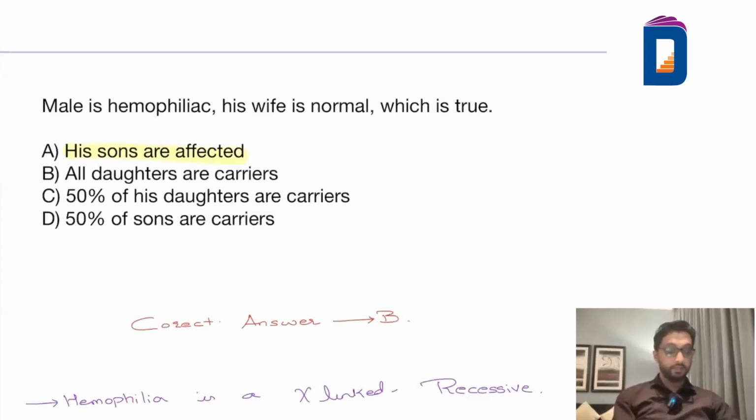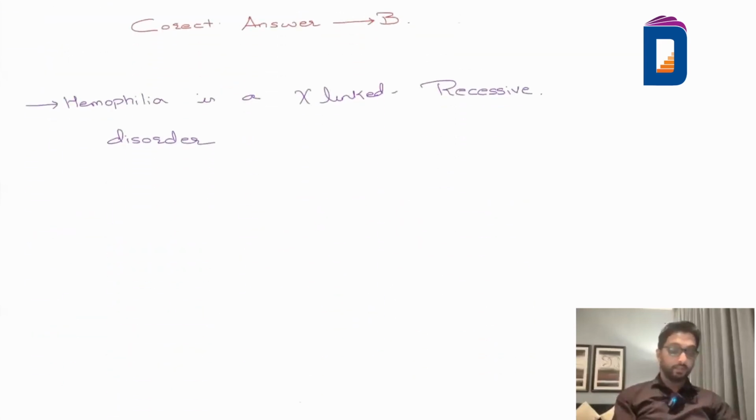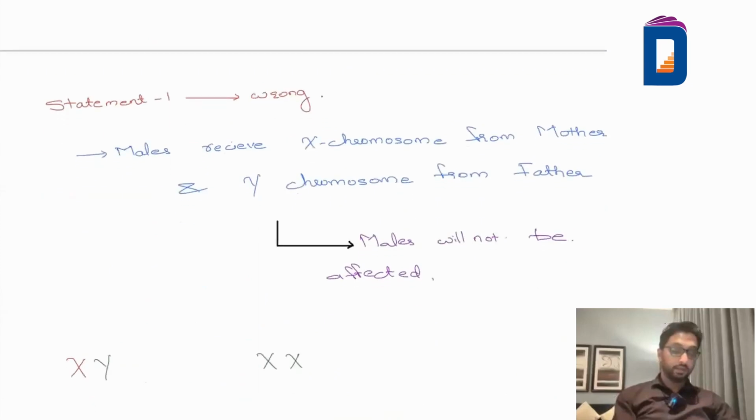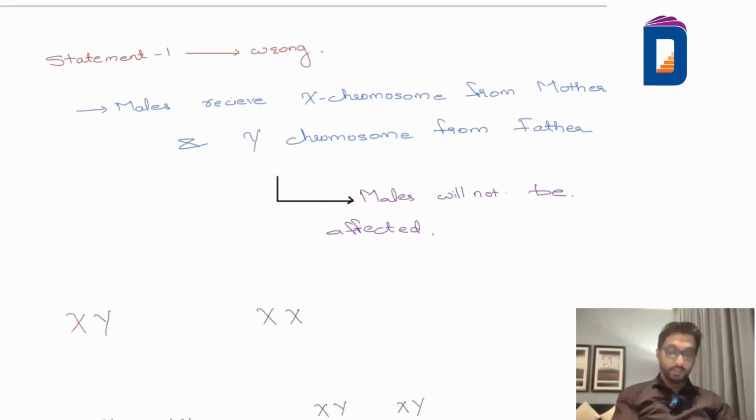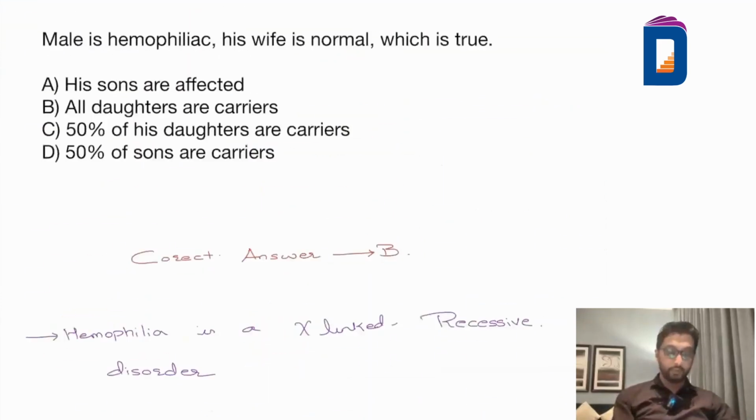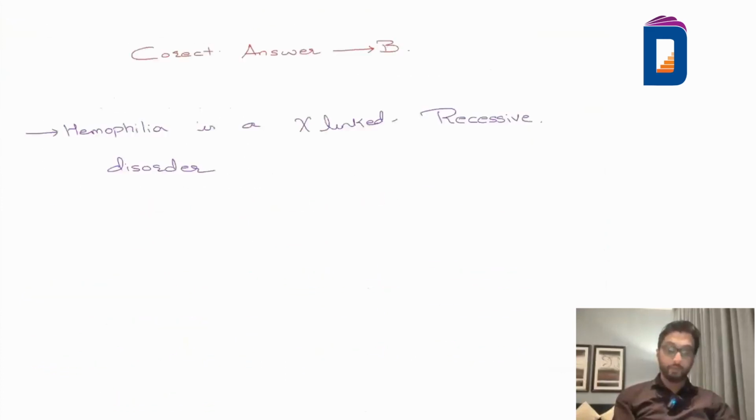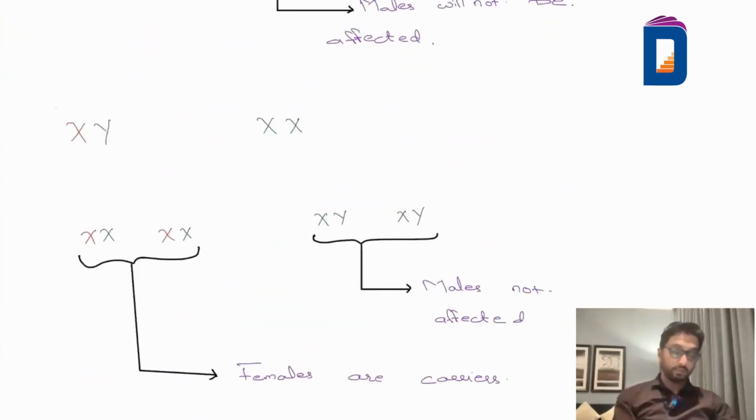That's the first statement. We'll see that statement 1 is wrong. Why? We will see. What did they say? They say father is affected, mother is normal, isn't it? In hemophilia, male hemophilic is the question. So male is hemophilic, wife is normal. So this is the case. Male is hemophilic, wife is normal.